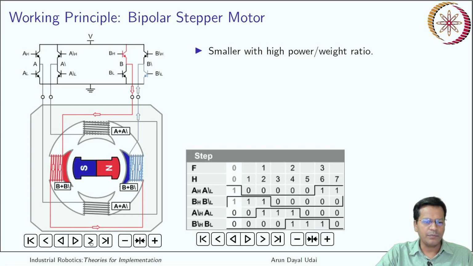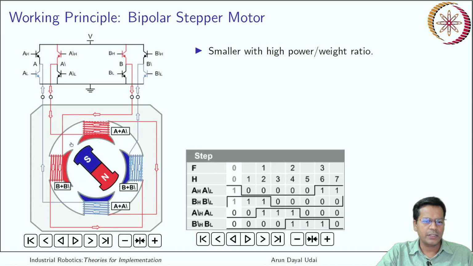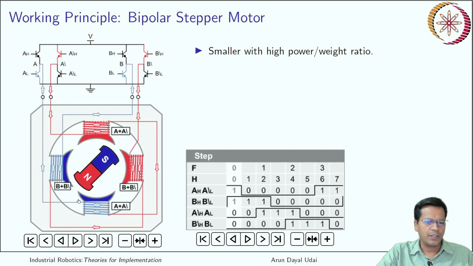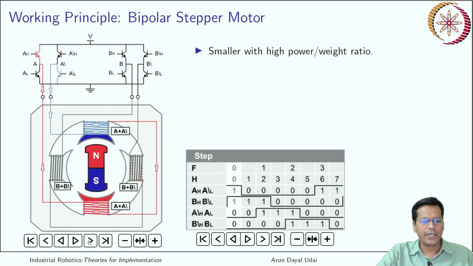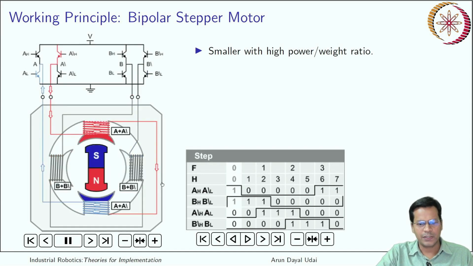Then it comes here when you have B bar and A on. This is another state of this motor. Then only A bar is on. Again next B bar, A bar, then B bar, A, and back to A. So this is how you can make it go like this. You can keep moving like this. You can watch one full cycle carefully. This is how it works.